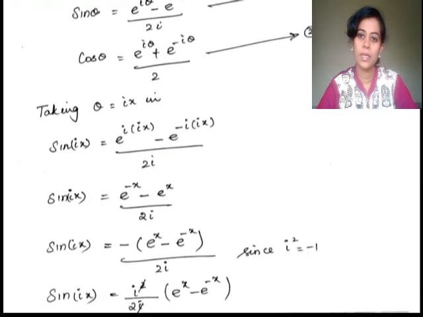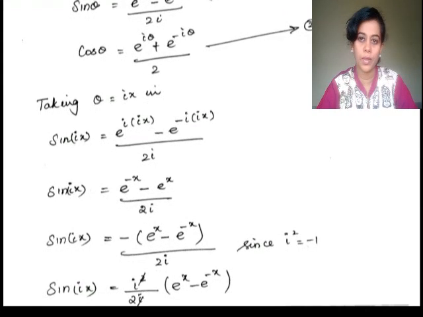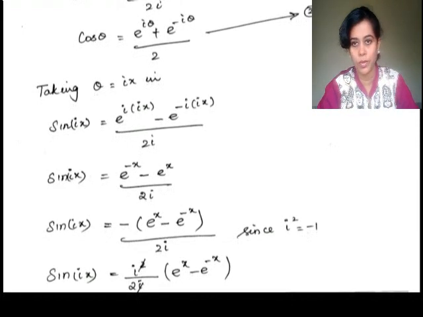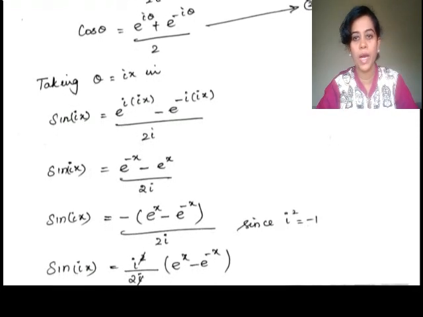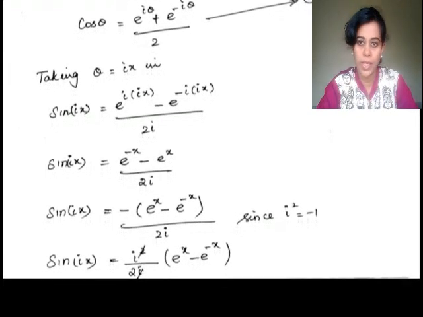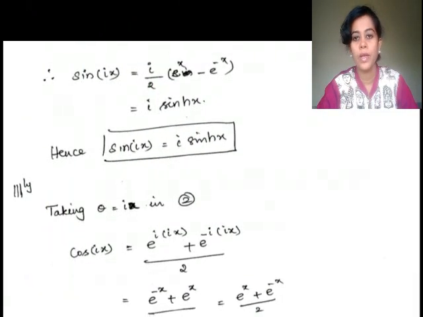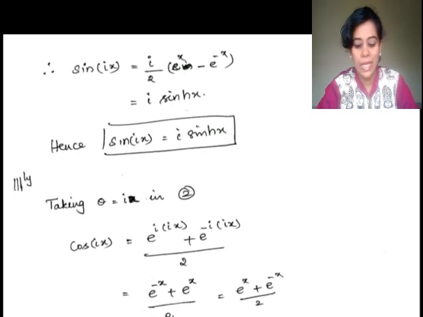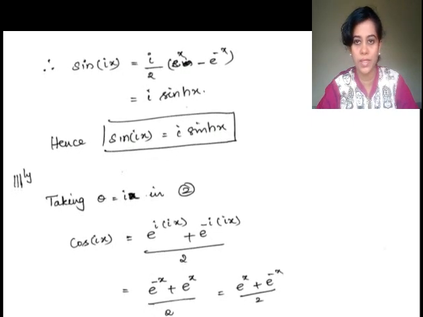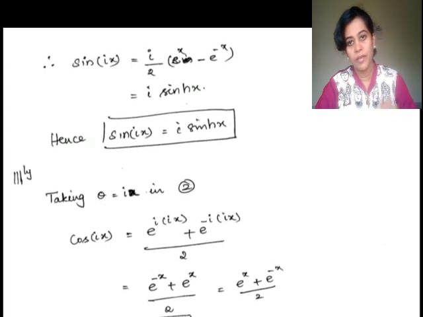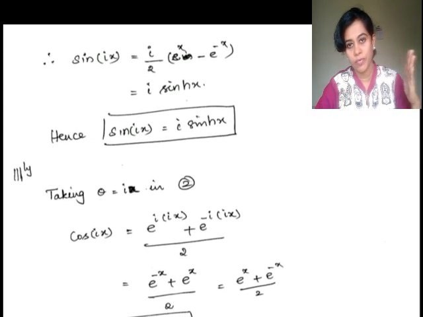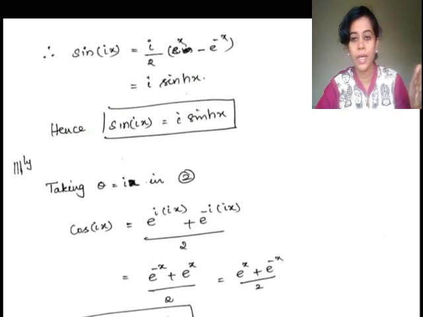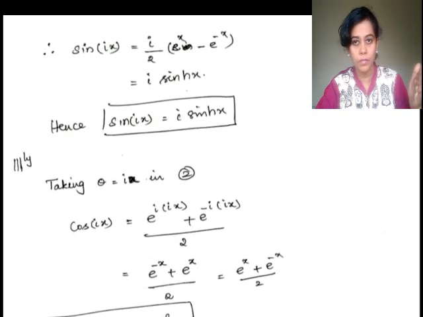What is minus? Minus can be replaced by i squared, isn't it? So minus will be replaced by i squared, and in the denominator we have 2i. So that i squared and i get cancelled. Then we are getting i by 2 times (e power x minus e power minus x). And on the left hand side we have sin ix. Therefore sin ix is equal to i by 2 into (e power x minus e power minus x).